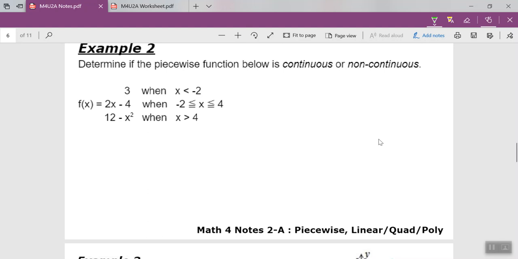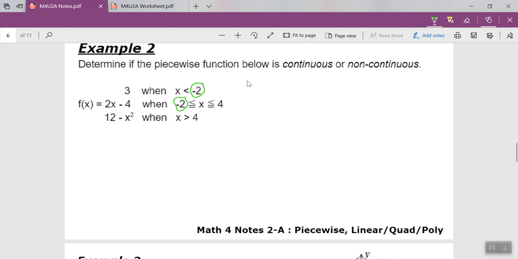The thing that you've got to watch is the place where these guys trade off from one piece to the other piece. It is that negative 2 that's going to tell us whether or not this thing is going to be continuous or not. And the answer is that when I plug negative 2 into each one of these functions, each one of these pieces, I better get the same answer. If it's going to be continuous, it's going to have to give me the same answer.